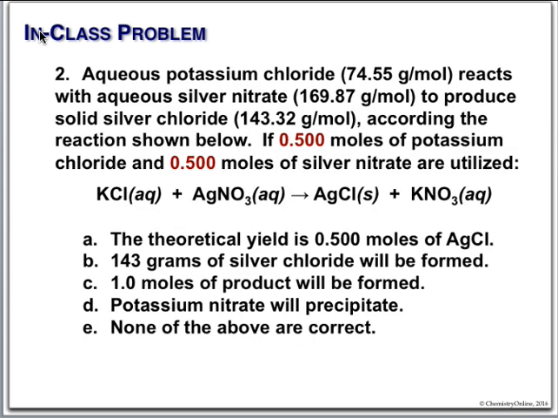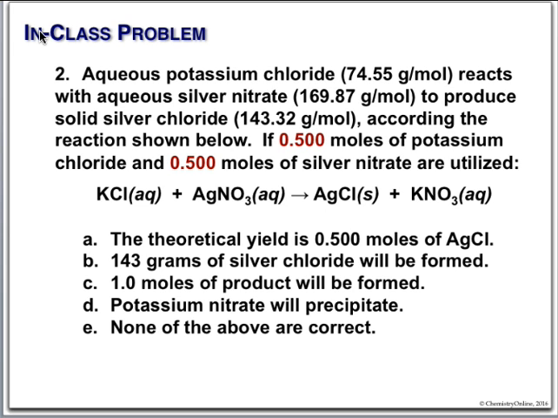All right, here we're taking potassium chloride and reacting it with silver nitrate. When we do that, we get silver chloride and potassium nitrate. It's a double replacement reaction. According to the reaction shown below, here we have 0.5 moles of potassium chloride, 0.5 moles of silver nitrate. So that's enough to do it, isn't it? They're equal quantities.